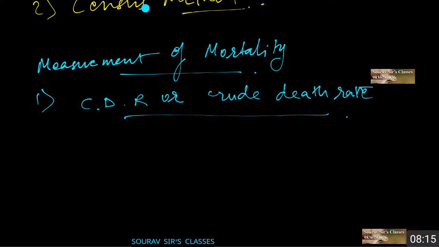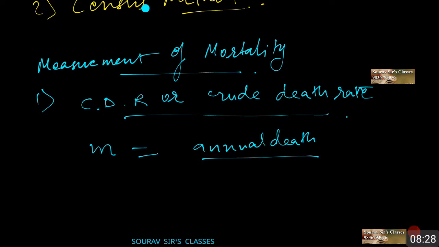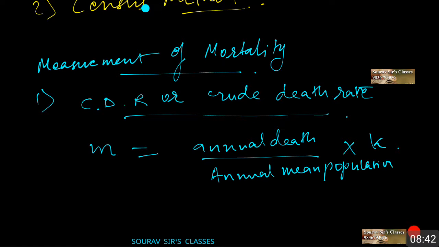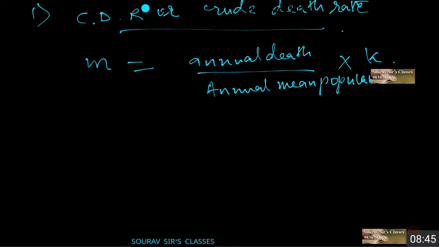Thus, in particular, the annual crude death rate, CDR, denoted by M, for any region or community is given as M is equal to annual deaths divided by annual mean population, into K, where K is usually 1000. The crude death rate for any period gives the rate at which the population is depleted through deaths over the course of the period.